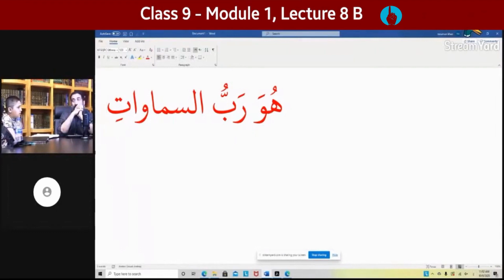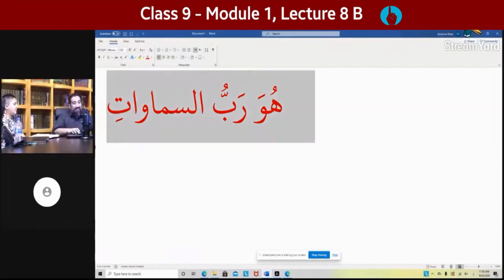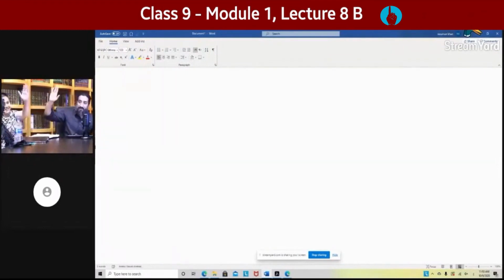As-samawati, the combination ati, is jar. Samawati means skies. What does the whole thing mean? Huwa Rabbus Samawati. He is the master of the skies. Allah. That deserves a high five.